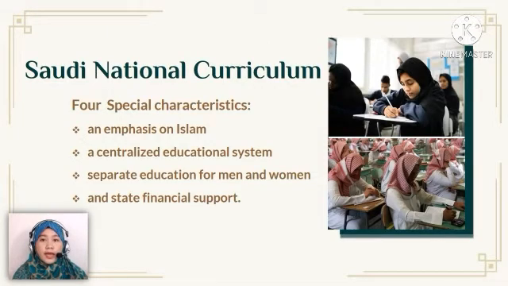Fourth, state financial support. The government of Saudi Arabia is committed to the development of education at all costs and maintains exclusive control. Education is free but not compulsory beyond elementary level. The government provides free tuition, stipend, subsidies, and bonuses to students entering certain fields of study and to those continuing their education outside the country. Free transportation is provided also for female students.